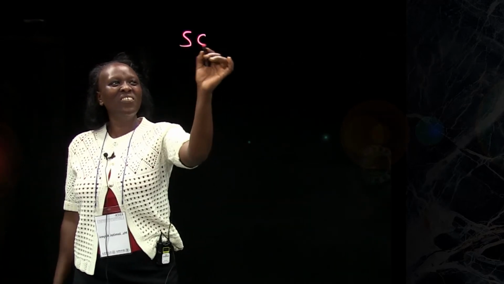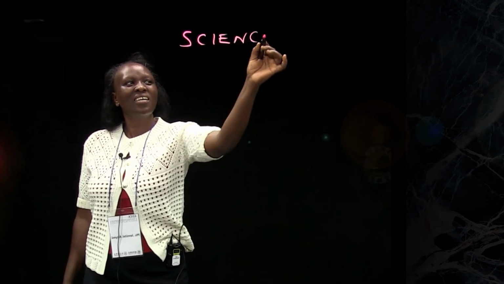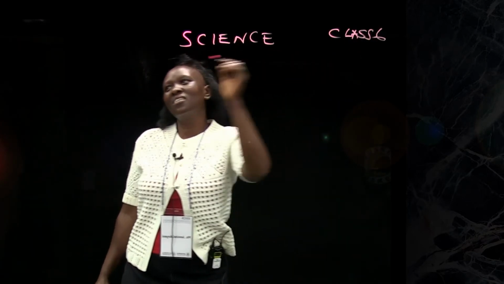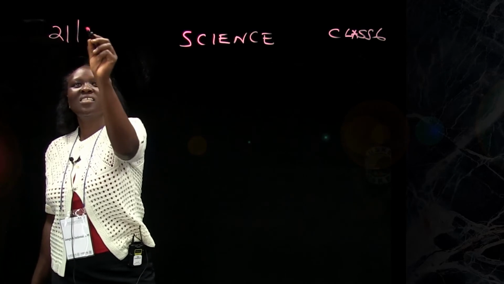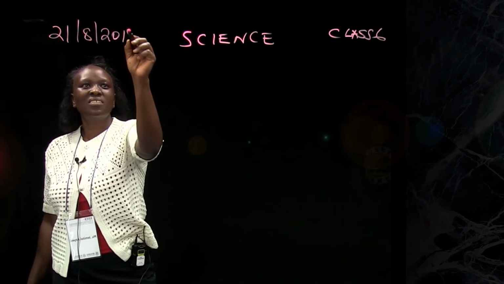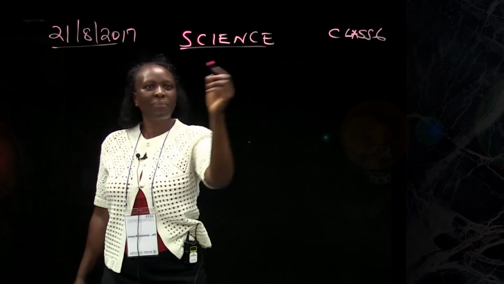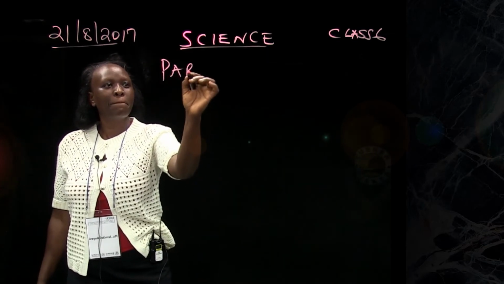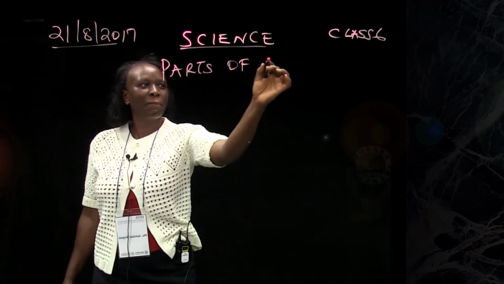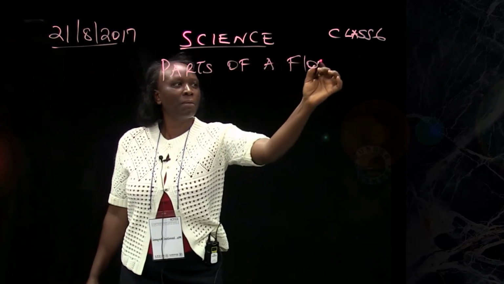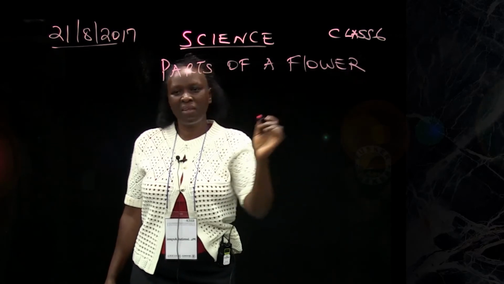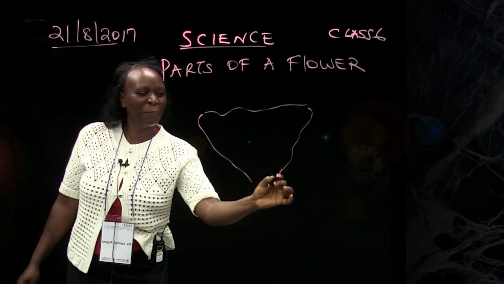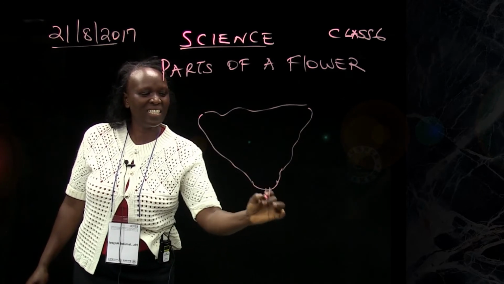Today, in our lesson, we are going to learn science, first class 6. Today is 21st August 2017. We are going to learn about parts of a flower. Flowers are beautiful, having different colors.